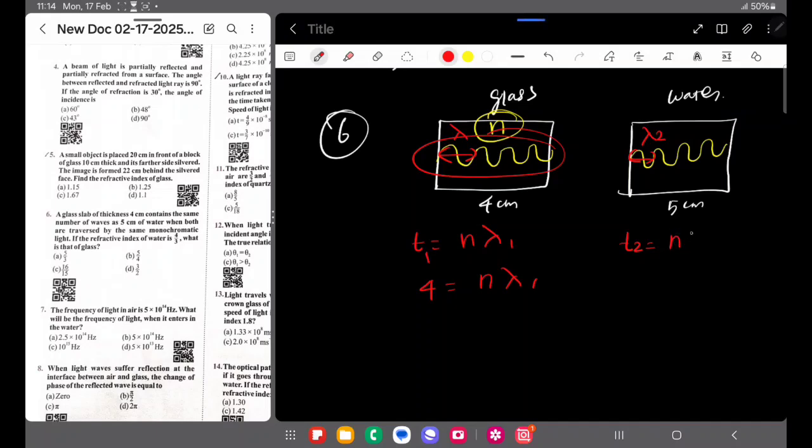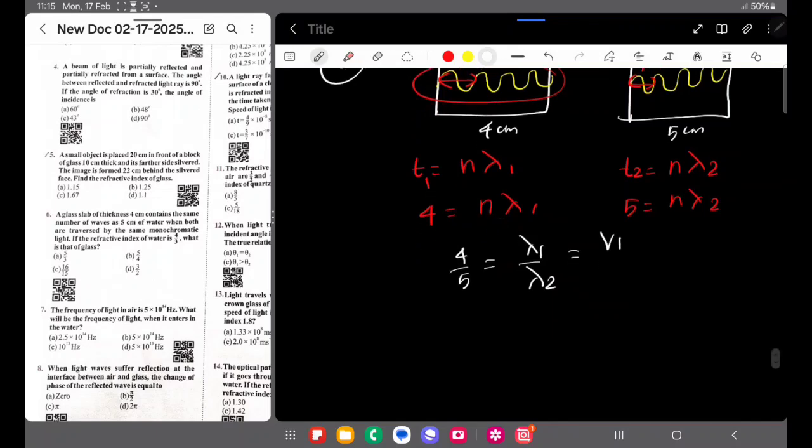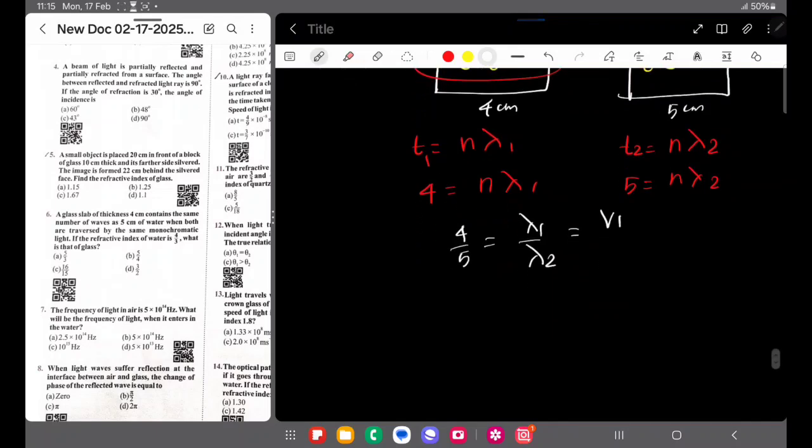So let me say that n into lambda 2 equal to T2, the thickness is 5 n into lambda 2. On cancelling this, I'll be having 4 by 5 equal to lambda 1 by lambda 2, which is equal to, the formula for the wavelength. For any wave, if you multiply the wavelength with frequency, you'll be getting the speed of the light or speed of the wave.